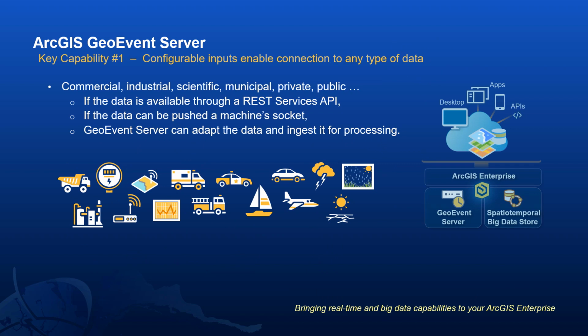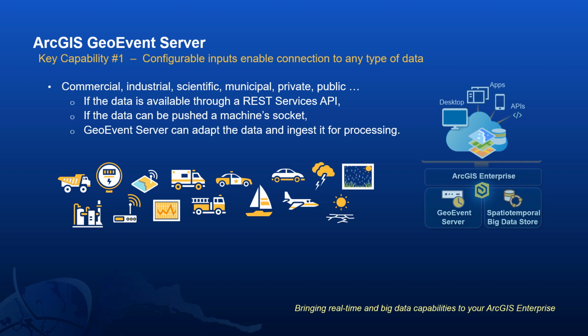Let's delve a little deeper into the key capabilities Greg just introduced. Data ingest is how data from sensors is brought into GeoEvent Server. Out of the box, configurable inputs enable you to connect to virtually any sensor network: commercial, industrial, scientific, municipal, public, or private. If an external web server or web service provides its data through an accessible REST services API, GeoEvent Server can either query to get the data or receive data being pushed to it.